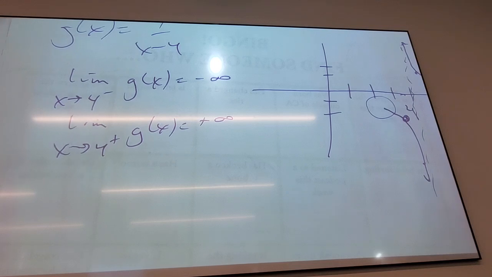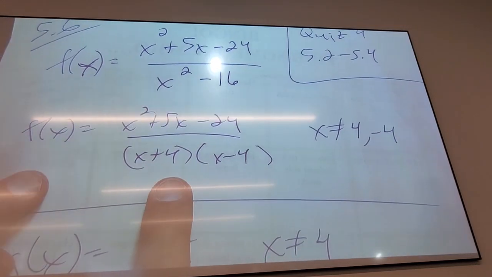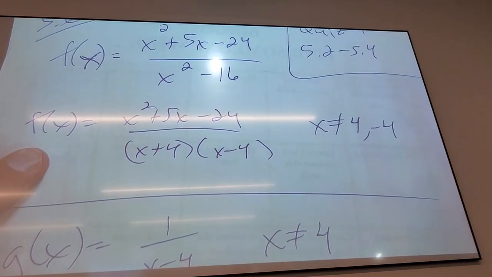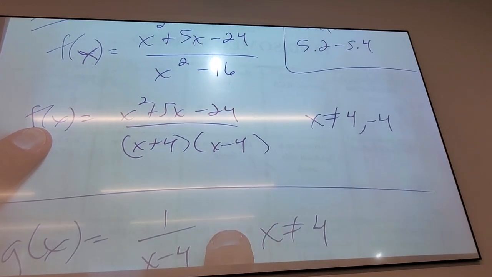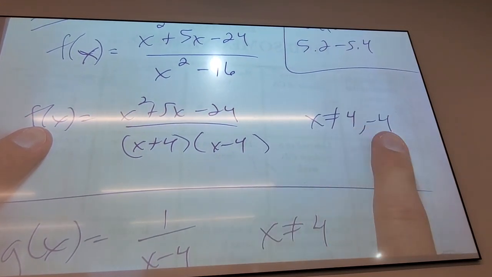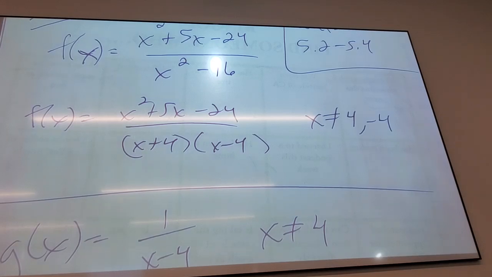So let me go back real quick. Where do you think this guy's got vertical asymptotes? Why does he have more than one? Because what two things freak it out? 4, negative 4. So it's going to have a wall at 4 and a wall at negative 4. It's a literal wall because it's saying you cannot go here.